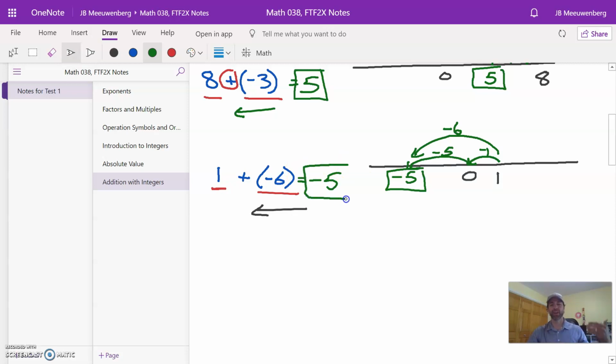I also relate it to money. It's like you got $1 and then you're adding on debt. Negative is like debt. If you got $1 and then you add on $6 of debt, now you're $5 in debt. Let me do a couple more here.